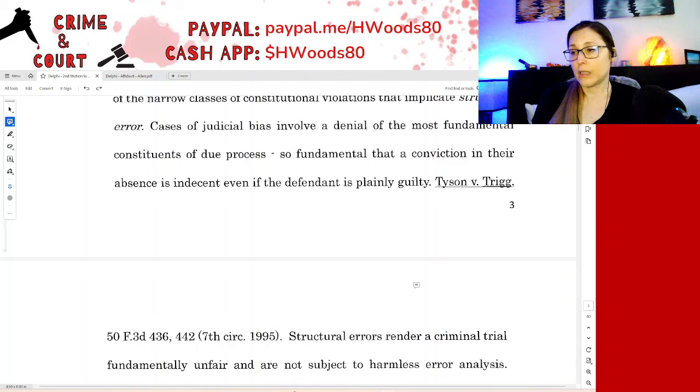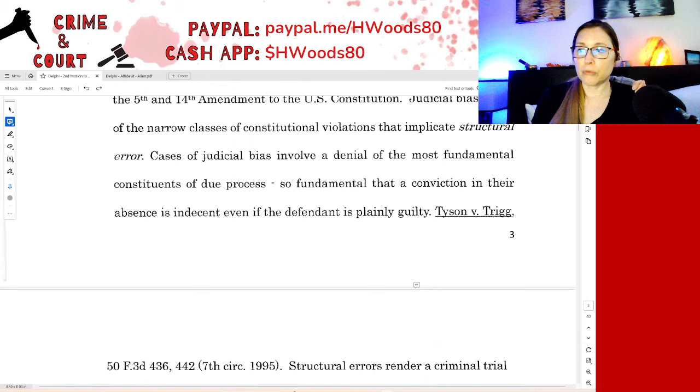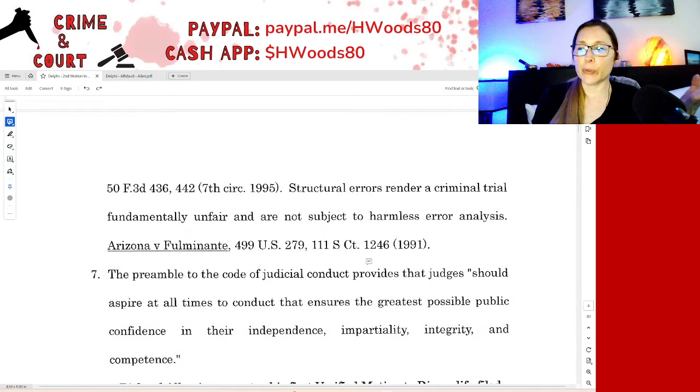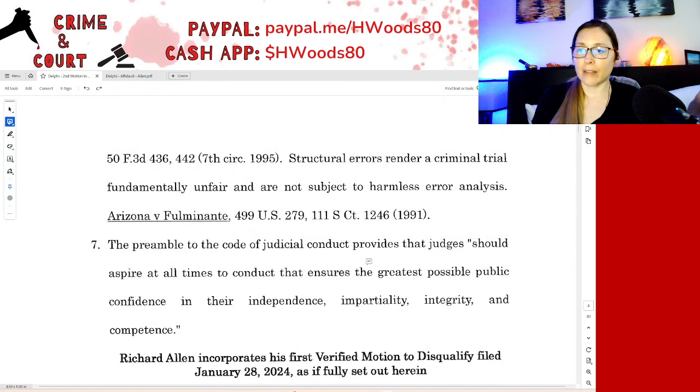So even if a judge were to preside over the proceedings for a defendant and the entire time they appeared very biased, even if the person was no doubt guilty, it's still reason enough to cause reversal of error and things like that because of the fact that you have a biased judge, even if they're plainly guilty. Structural errors render a criminal trial fundamentally unfair and are not subject to harmless error analysis.